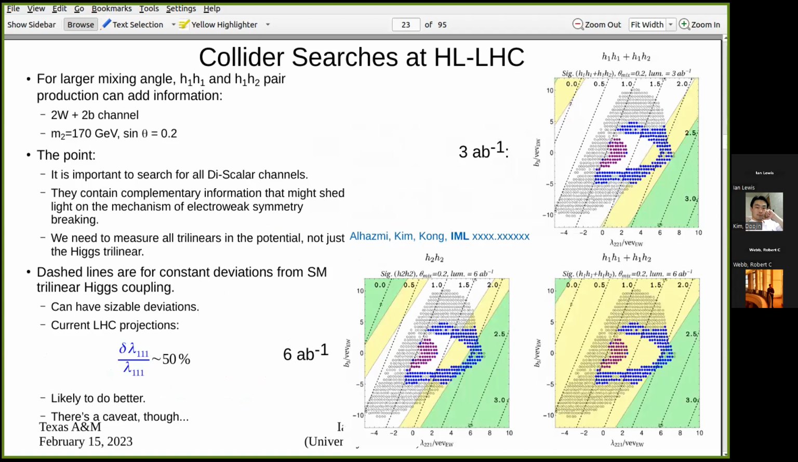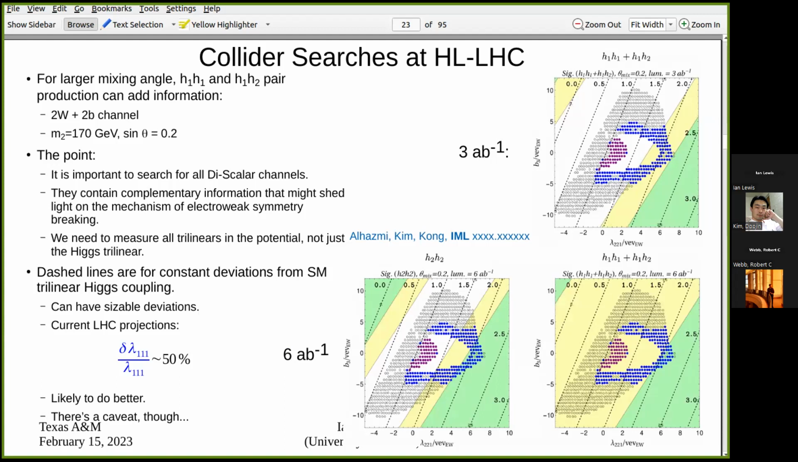This is actually pretty promising. The top one isn't so much. The bottom one does very well. So for larger mixing angles, it can be pretty good. This is HL-LHC production in the same parameter space again with 3 inverse ab. And you can see I get 2 sigma exclusion and then 5 sigma discovery.